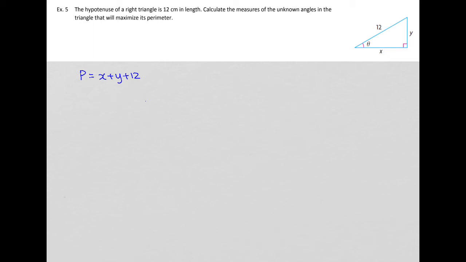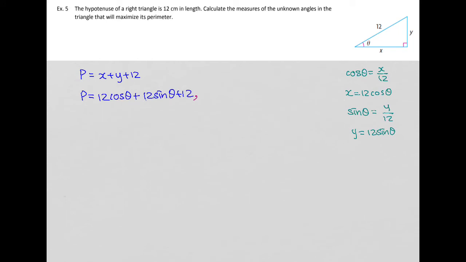Next, we have to change two variables into one variable in the domain. So let's look at the diagram. It is a right triangle, so we're going to use the primary trig ratios. We know cosine theta is adjacent over hypotenuse, so x will be 12 cosine theta. At the same time, sine theta is opposite over hypotenuse, so y will be 12 sine theta. We are going to replace x and y with this. So now we can rewrite the perimeter equation as 12 cosine theta plus 12 sine theta plus 12.